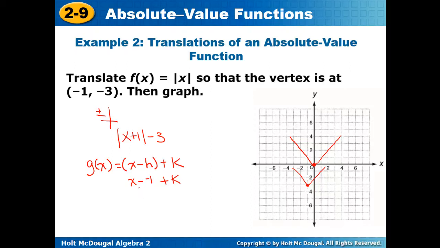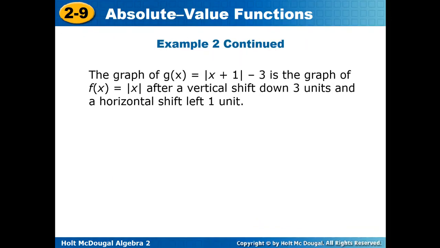Minus a -1 is actually plus a positive x plus 1, and that stays in our absolute value, and then plus a -3, which is exactly what we said our g of x would equal. All right, so all you have to do is plug your two numbers in. This is h, and this is k, and this is h, and this is k. So that makes it a little more simple. And our next page is going to show us what that actually looks like on a graph.